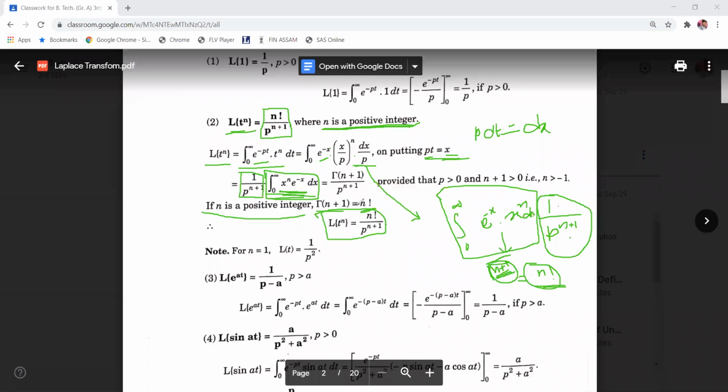The only thing is that you need to know how to integrate. At this level I can't explain how to integrate that one, because you have already covered it in the second semester itself.